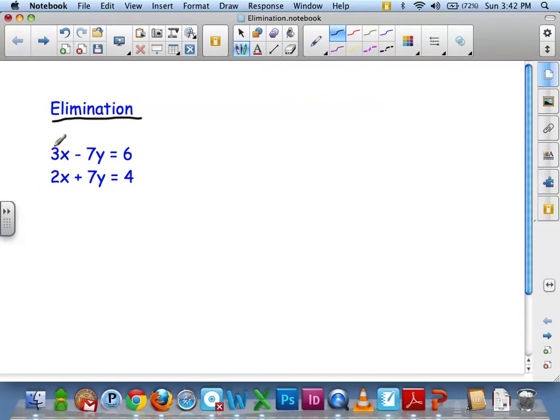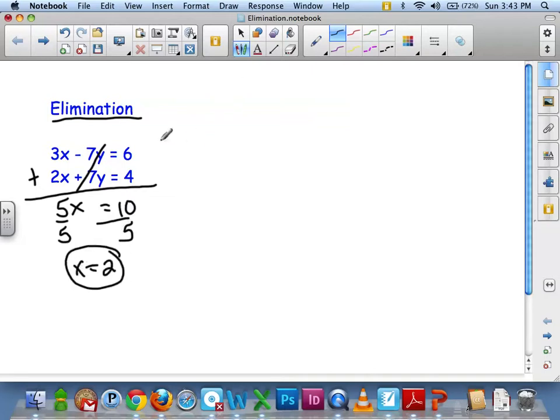So in this case, when I look at these equations, I see this 7y in both equations. One's positive, one's negative. I know if I add those two together, they're going to equal 0. So they're going to cancel each other out. They're going to eliminate each other. So what we're going to do in this particular equation is add them. The x's you're going to combine, you get 5x. The y's cancel out, and then you add the 6 and the 4 to get 10. By solving for x in this equation, you're going to get x equals 2.